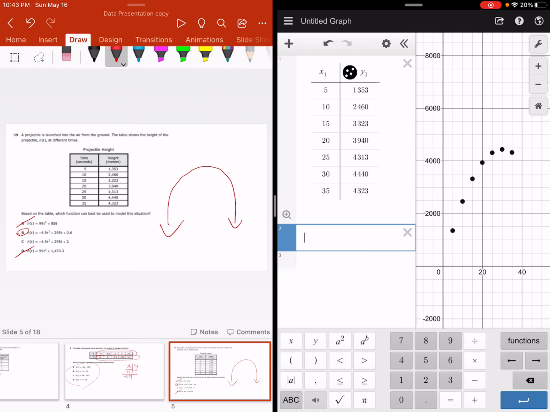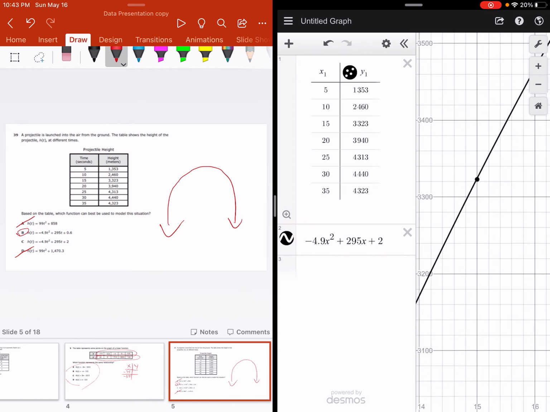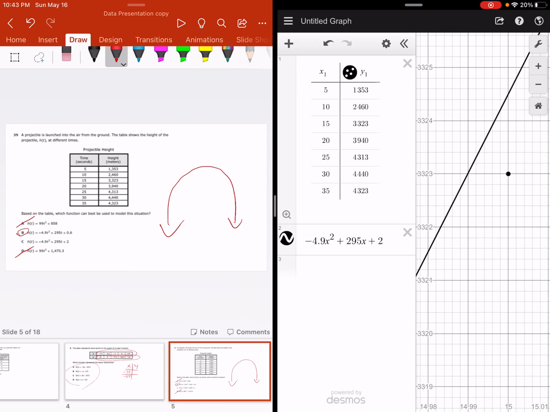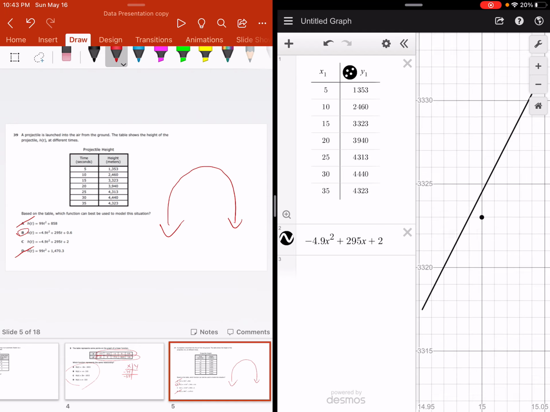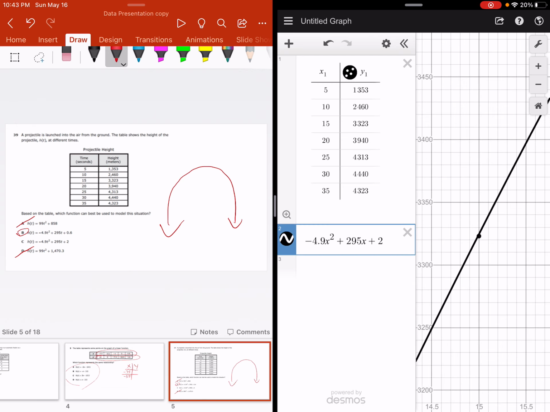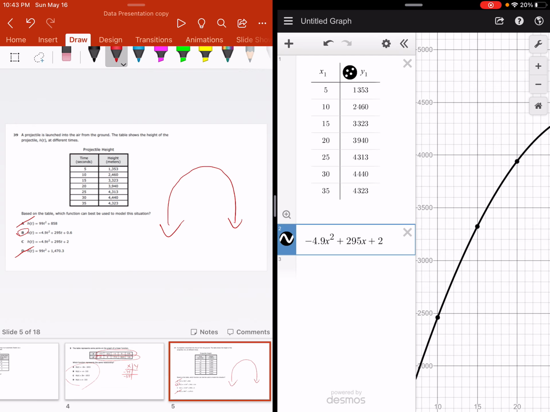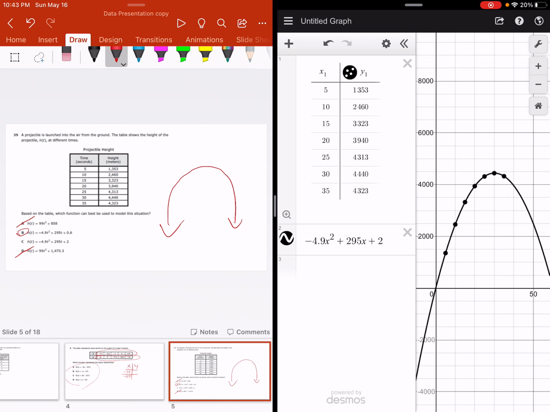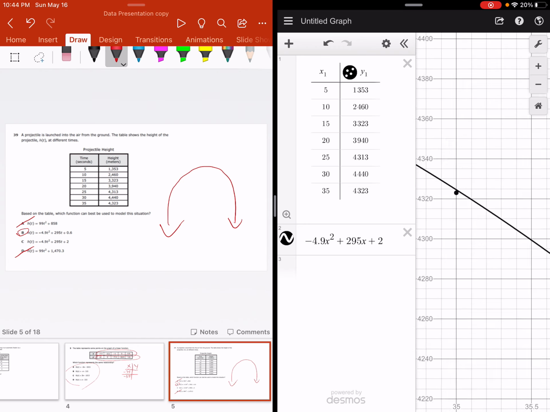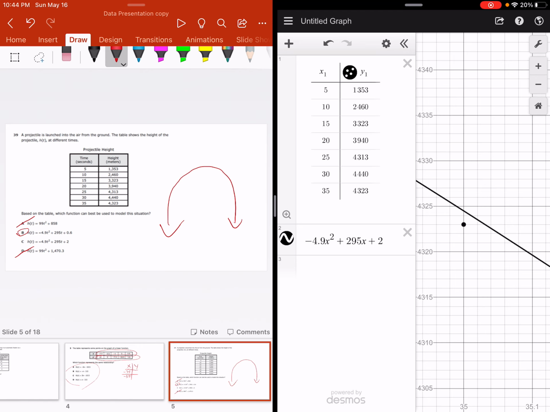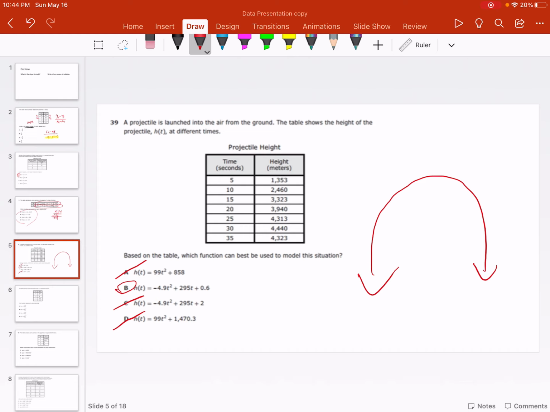But just in case, let's try C as well. Negative 4.9x squared plus 2. Whoa, this one is kind of the same, but if you look at it carefully here, if you zoom in, this one is actually off, right? So you might want to be careful, okay? When you have a graph that looks like it's exactly matching, you might want to zoom in, all right? Just in case. So the answer is going to be B because that was a bit off.